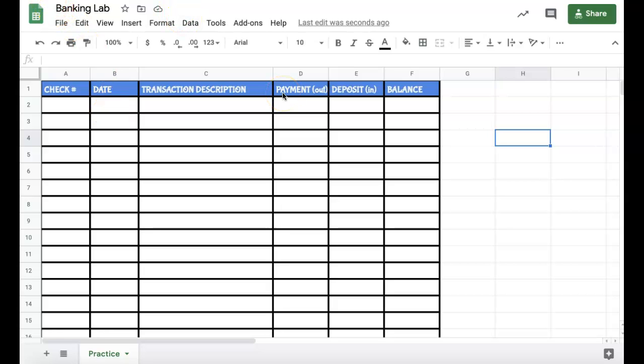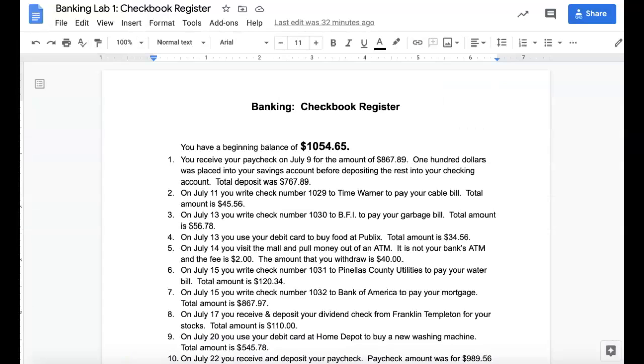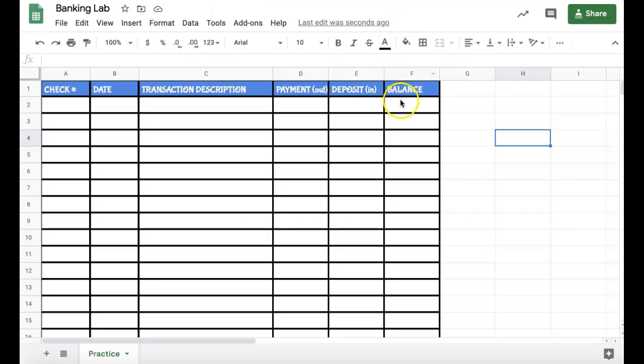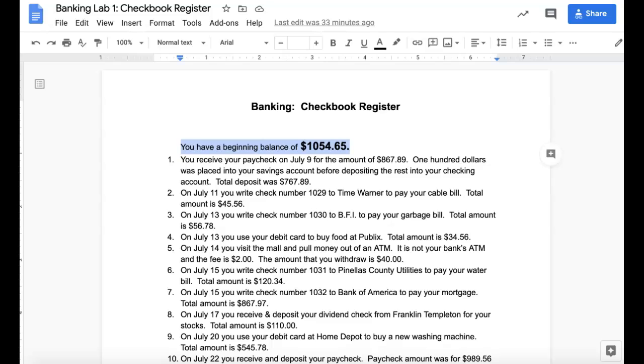The other file that was on the assignment has this list of transactions. And you can see that it starts because at some point you start keeping track of your money, and it might be when you have $0 in your account when you first open it, but we're going to pretend that we had a beginning balance of $1,054.65.